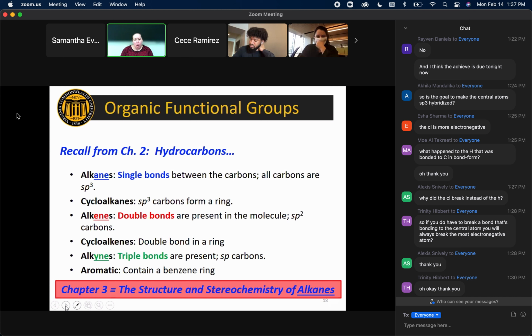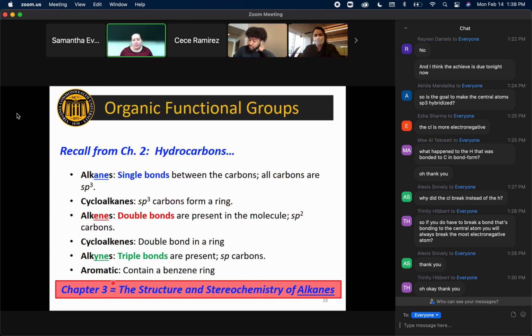But I want to draw your attention to this top one here for alkanes, which are hydrocarbons, meaning everything made up only of hydrogen and carbon. They have single bonds between all of the carbons, where all of the carbons in the molecule are sp3. So in alkanes, with an -ane suffix, there are no double bonds and no triple bonds, because then it would be a different class. It would be an alkene or an alkyne.